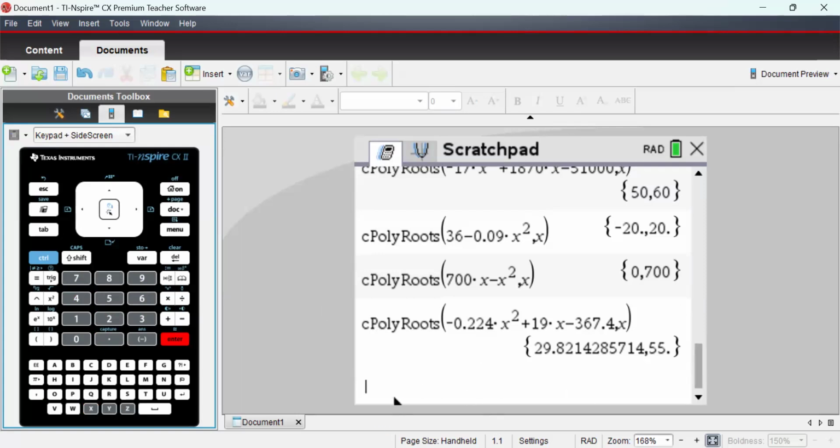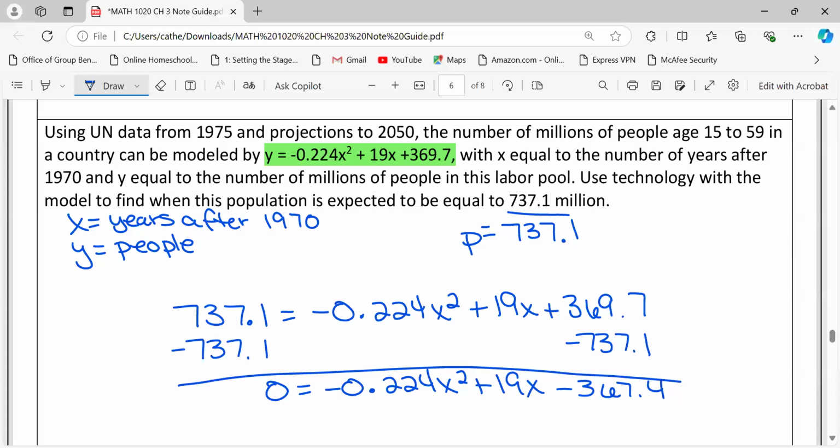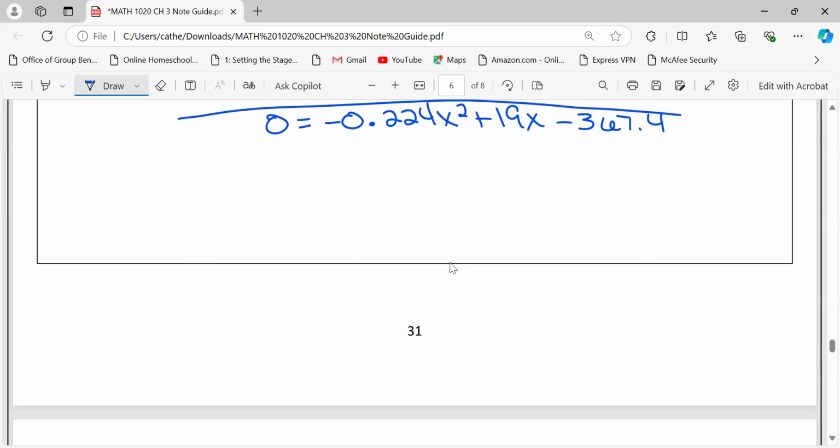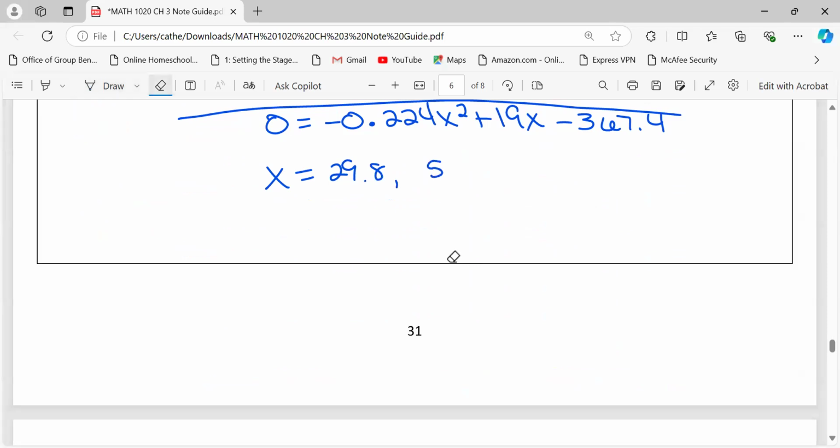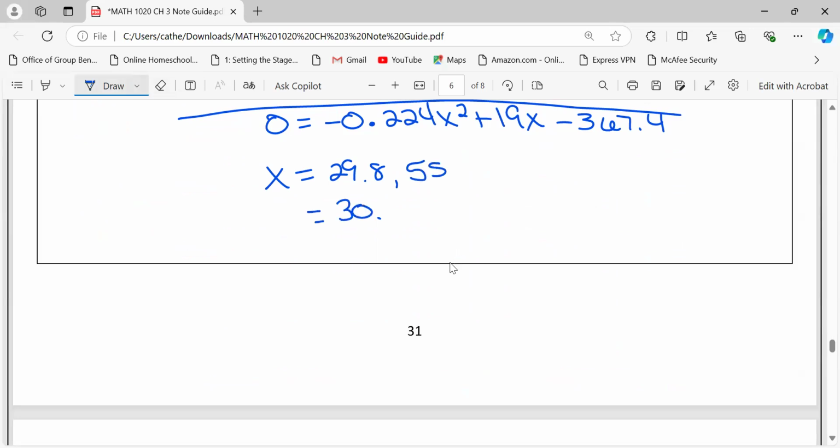Again, it's not an ordered pair. Those are two solutions. So 29.8 and 55. 29.8 is going to round up to 30. Okay. But X is the number of years after 1970. So we're going to add 30. So the year 2000.